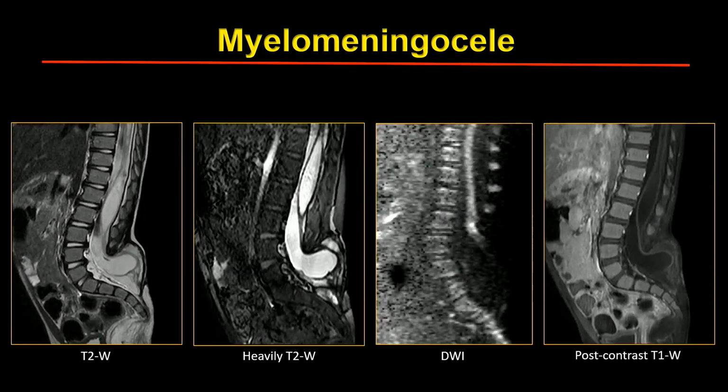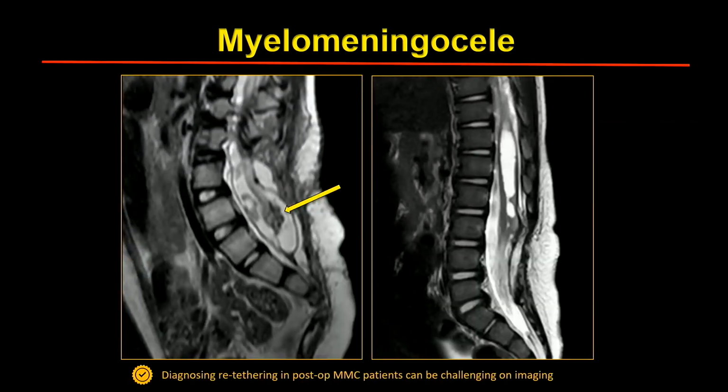Now, as opposed to my screening protocol, which I talked about earlier in my slide for all our myelomeningocele patients, for post-op patients we definitely add heavily T2-weighted imaging, DWI imaging, and on a case-by-case basis, post-contrast imaging. Now, the first complication is the cord is retethered. It's extremely difficult to diagnose retethering based on imaging alone, because this is how post-op imaging looks.